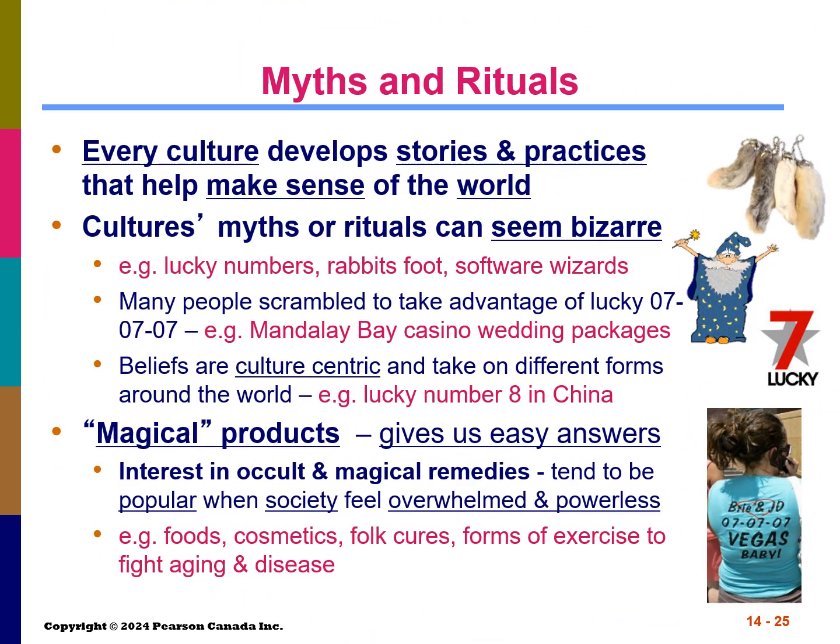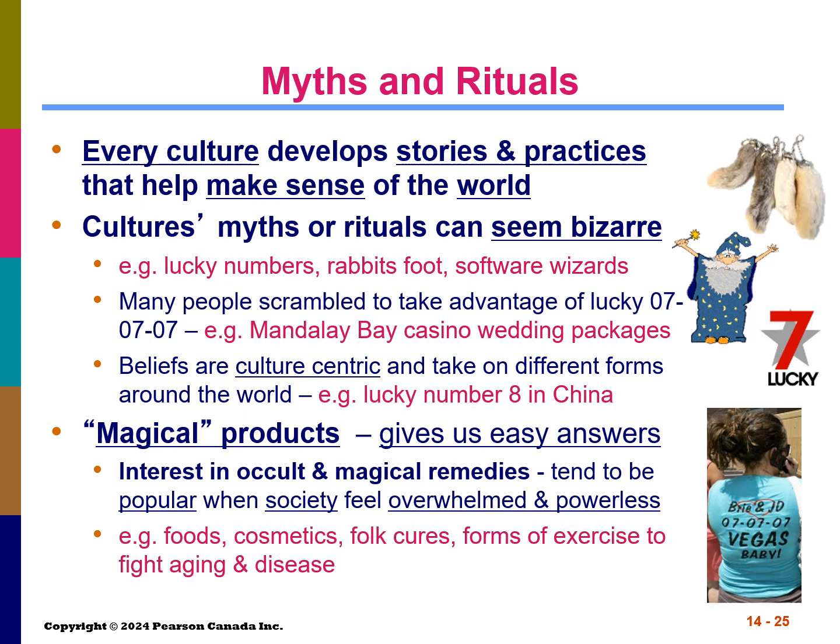Every culture develops stories and practices that help make sense of the world. Sometimes a culture's myths or rituals can seem kind of bizarre. For example, the power of lucky number 7, or a rabbit's foot. According to some, it should be the left hind foot of a rabbit shot in a cemetery during a full moon or a new moon to be lucky. We even have software wizards that have been designed to guide people using computers, and many people scramble to take advantage of lucky date 07/07/07.